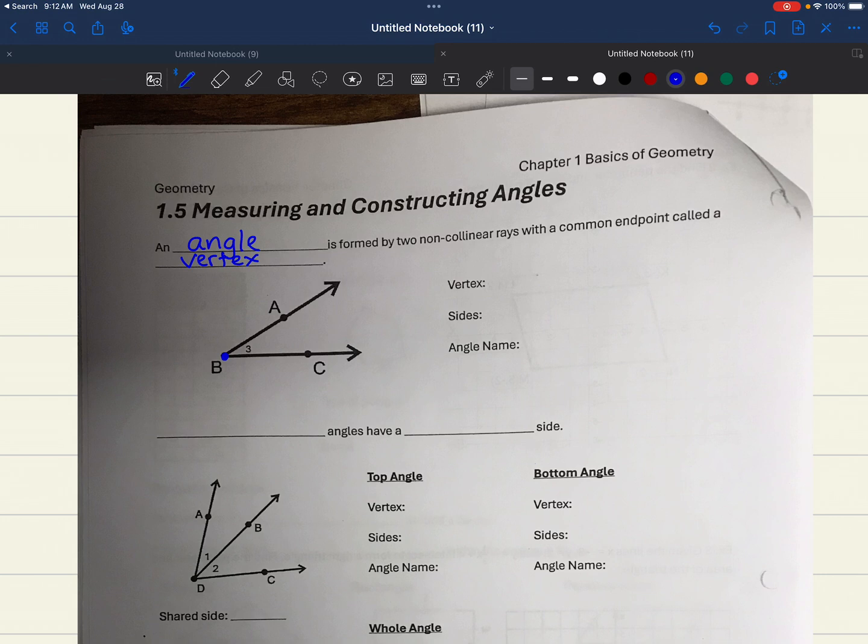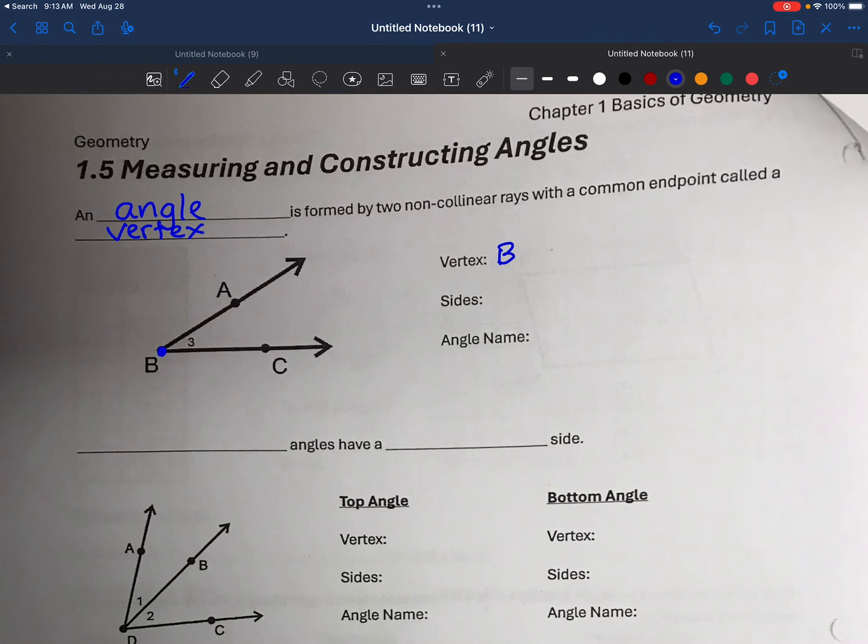For these two rays, they form an angle here. Austin, what do we name our vertex? B. Okay, and then we have two sides of our angle. How would I name the two sides of the angle? AC. I disagree with that. No, it's a ray, so how would I name this ray? BA. Ray has to be going to the right. What's my other ray? BC.